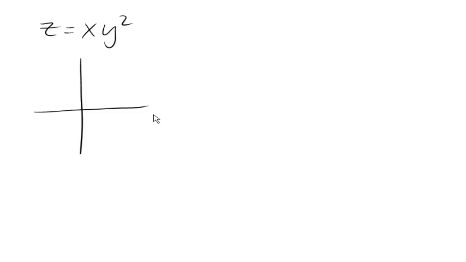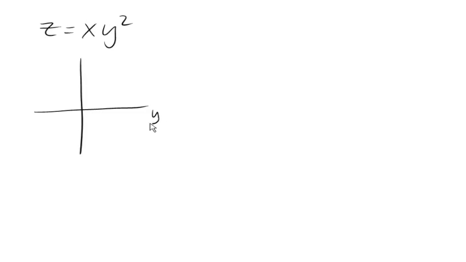So now we're going to look at what happens if we multiply a function of x times a function of y. So for example, suppose we wanted to graph z equals x times y squared. So we know that z equals y squared is just that parabolic cylinder. What happens when we multiply by x?